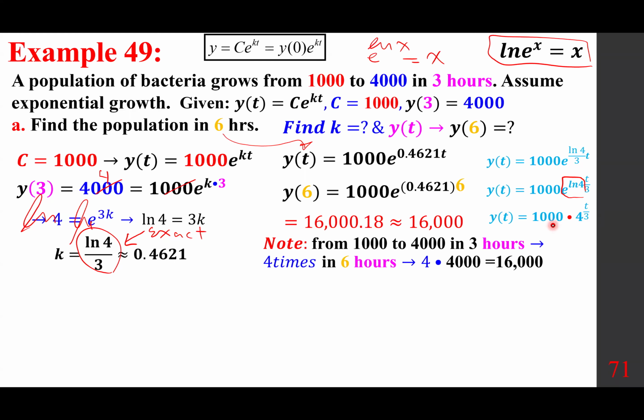Now, when will the population reach 30,000? Set this equal to 30,000. This formula in this format or in this format, we set it equal to this number. So y of t equals a question mark equals 30k. That's the idea.